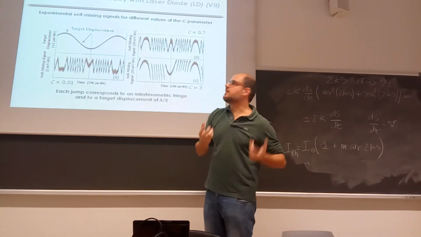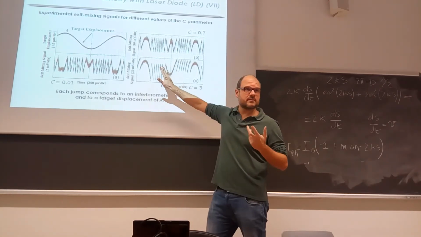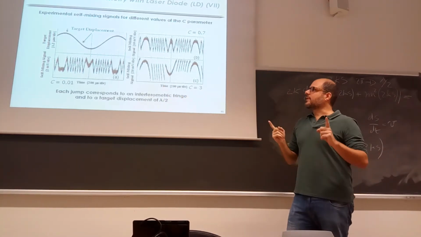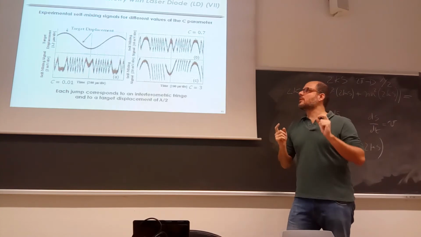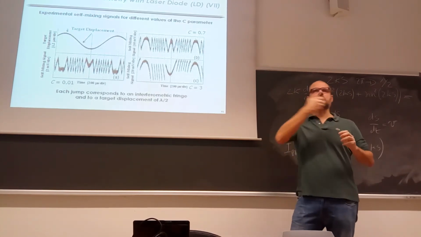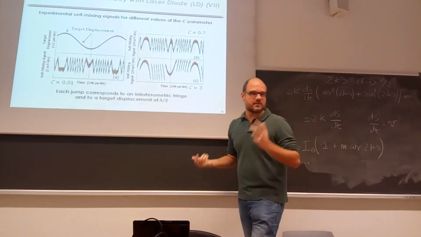So, in particular, if you take the derivative of this signal, you have, let's say, pulses, and each pulse means that the object has moved by lambda over 2 farther or closer to the instrument.